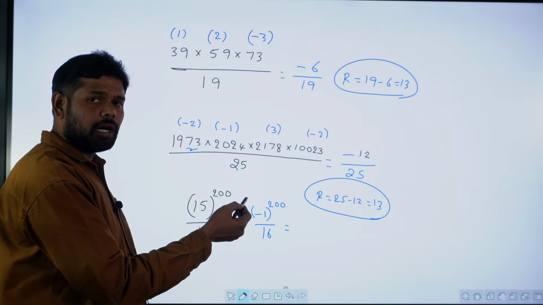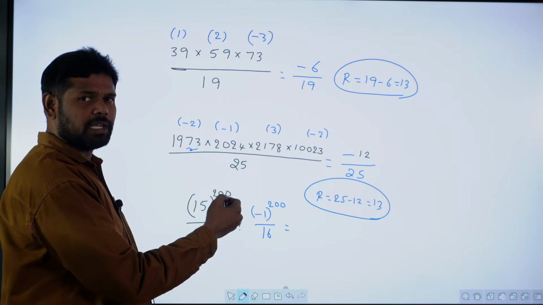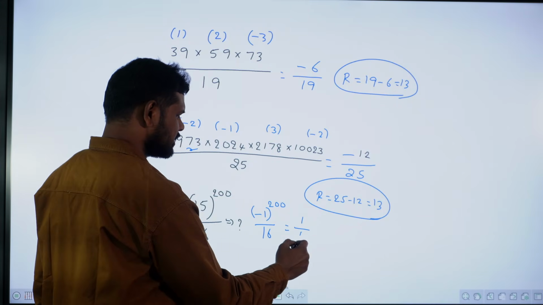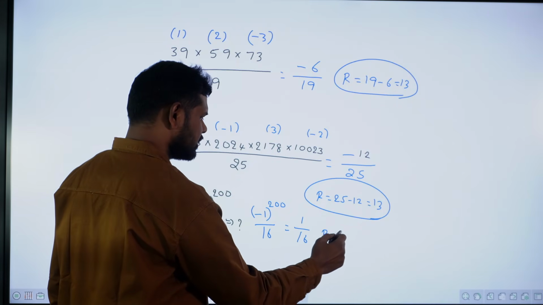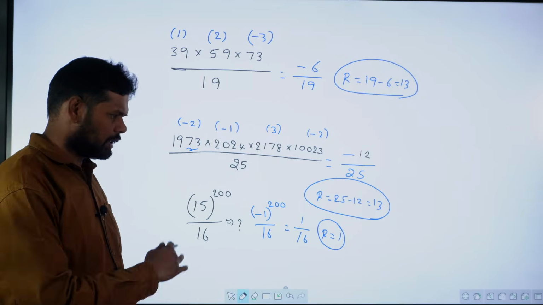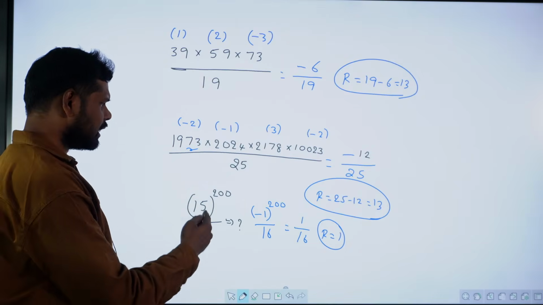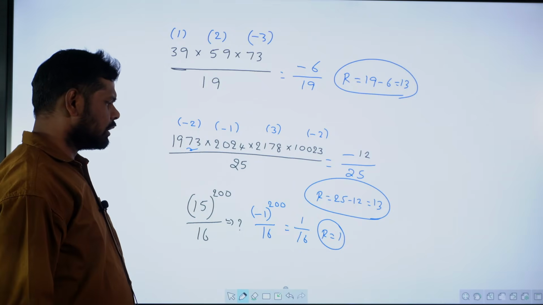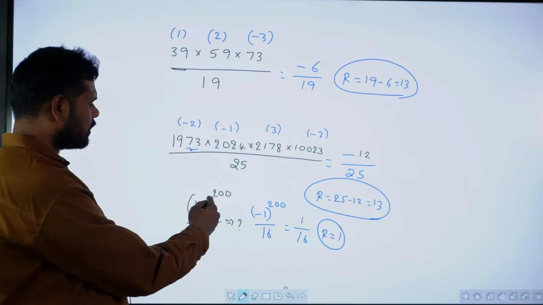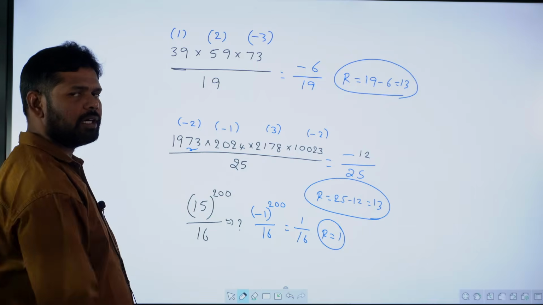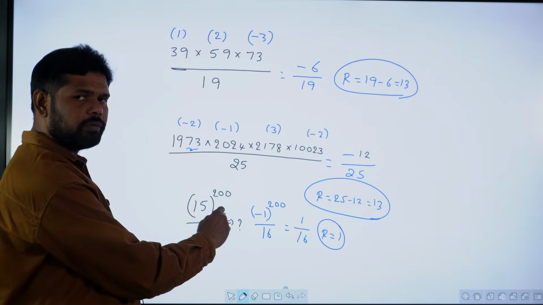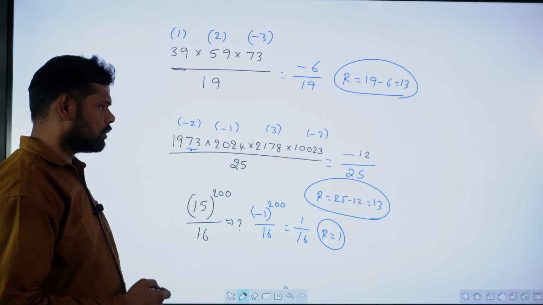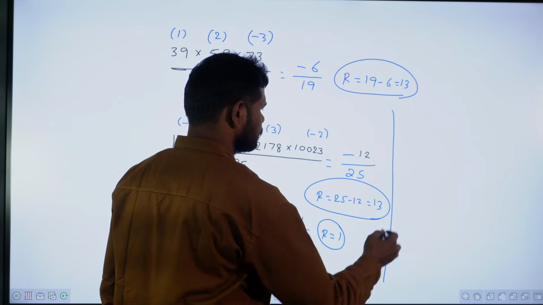Minus 1 power odd means minus. Minus 1 power even number means plus. So minus 1 power even number means plus 1 by 16. Plus 1 by 16 means the remainder is how much? 1. That's it. Very easy, right? Whatever the question is framed, based on that we calculate and give the remainder. So 15 power 200 divided by 16, the remainder is 1. It is 15 into 15, but instead of into, they give power. That's it. Like that we are going to take one more question.